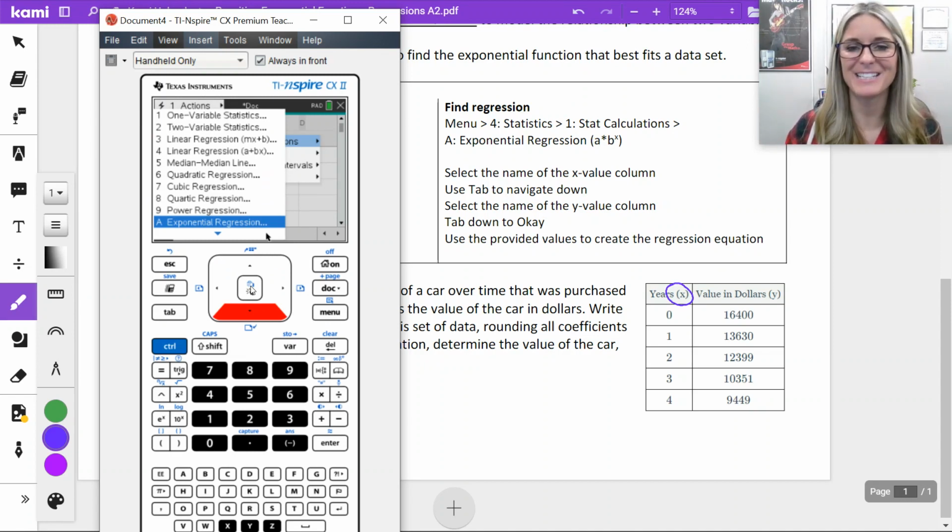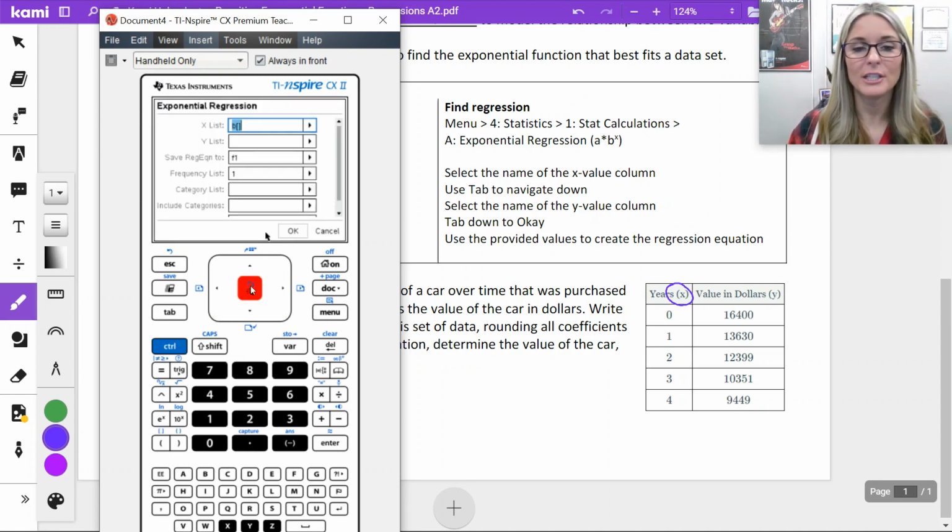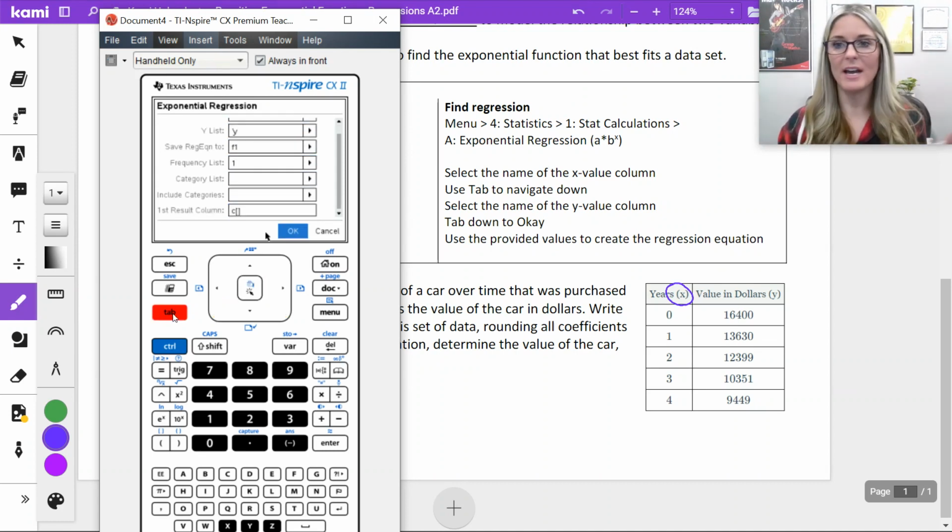So A is exponential regression. Here's where you choose your list. I called them X and Y. This is what I was saying: if you keep calling them X and Y, they'll list all the X's and Y's, and you won't know which one is which. So one way to avoid that is just start with a new document every time. Those are the only 2 things we need to change on this table.